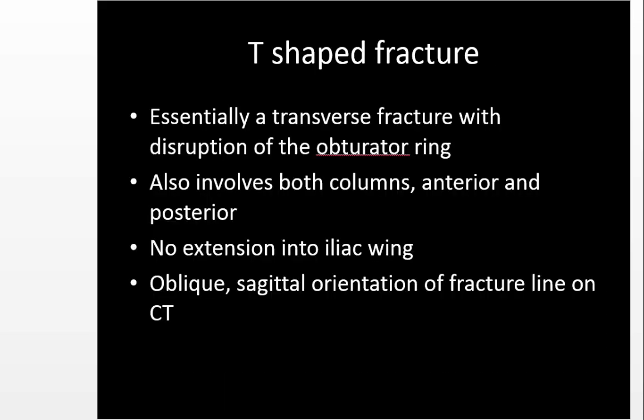A T-shaped fracture kind of looks like a T on the lateral view. It's the same thing as a transverse fracture, which we'll get to in a second, but it disrupts the obturator ring. Remember, the first question we ask is, does it disrupt the obturator ring? And it does. So there will be rami fractures that extend to the obturator foramen. However, there will not be extension of that fracture into the iliac wing, because if there was, that would be a both column type fracture. It also involves the anterior and posterior column by definition. But the key here, for a T-shaped fracture and a transverse fracture for that matter, is that the orientation of the fracture line is in a sagittal oblique orientation at the level of the acetabular roof.